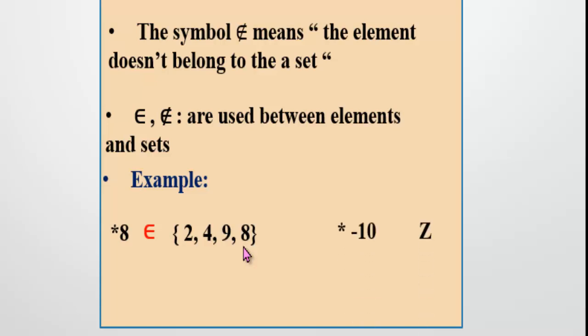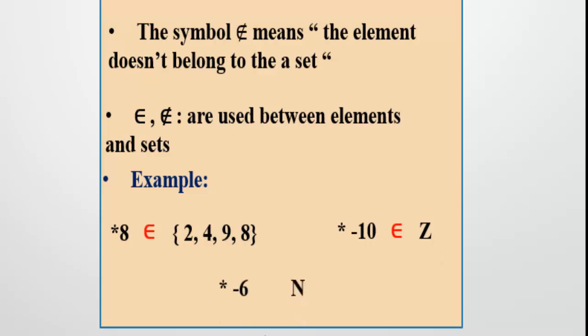What about negative 10? Negative 10 and Z. Is negative 10 found inside of Z? Yes, sure. We said that Z contains all negative whole numbers, 0, and all positive whole numbers. So negative 10 is found inside of Z. Negative 10 is an element and Z is a set. So negative 10 belongs to Z.